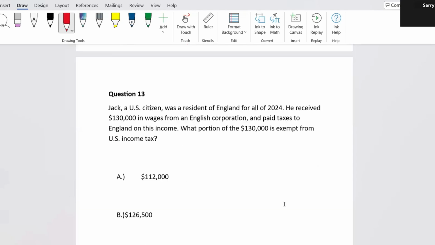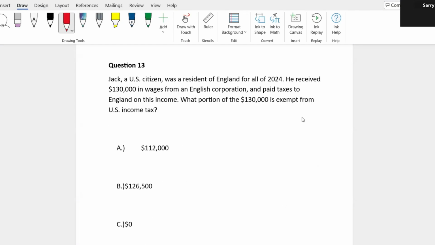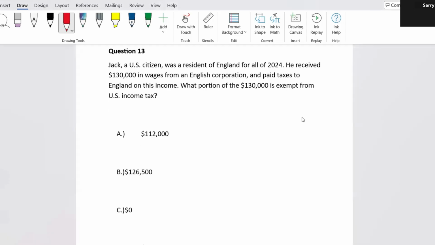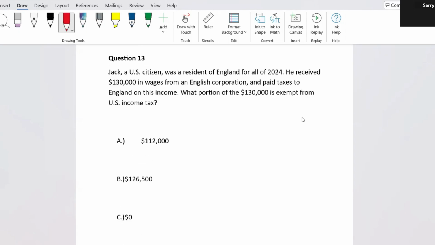Now let's go to the next one here. Okay, so Jack, a U.S. citizen, was a resident of England for all of 2024. He received $130,000 in wages from an English corporation and paid taxes to England on this income. What portion of the $130,000 is exempt from U.S. income tax?